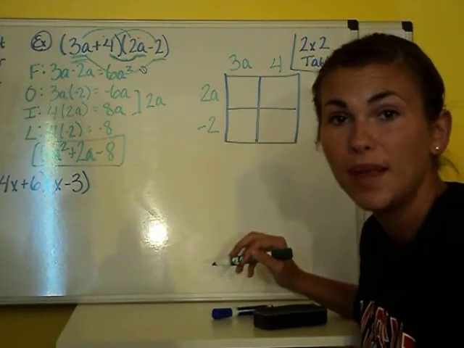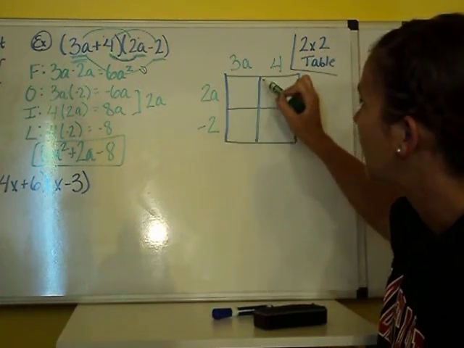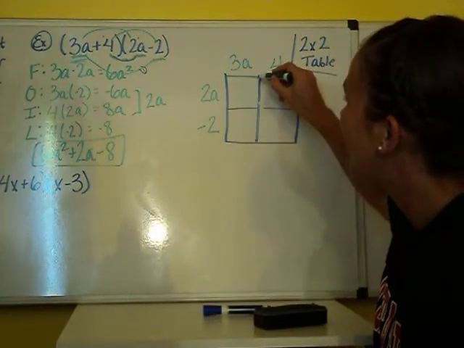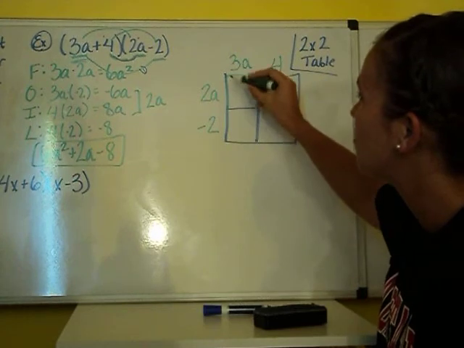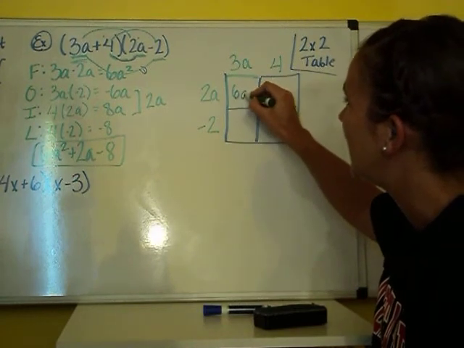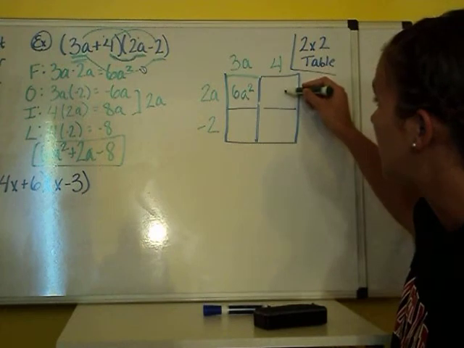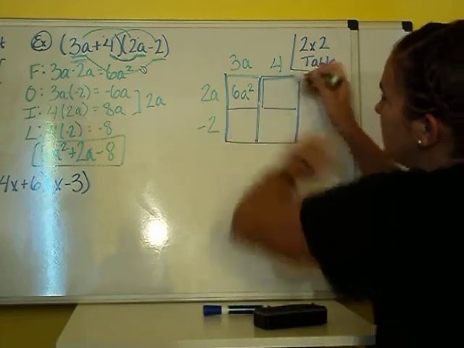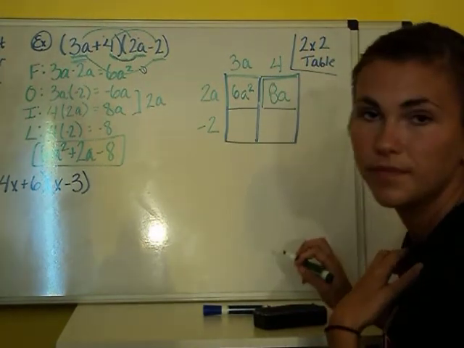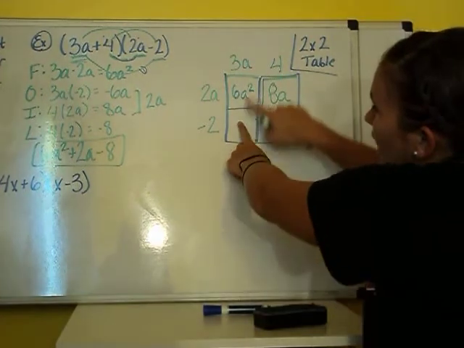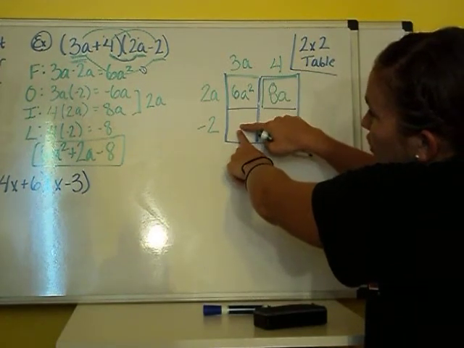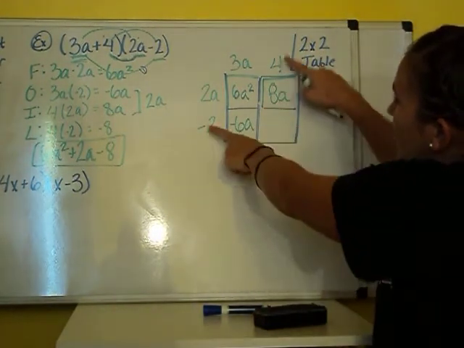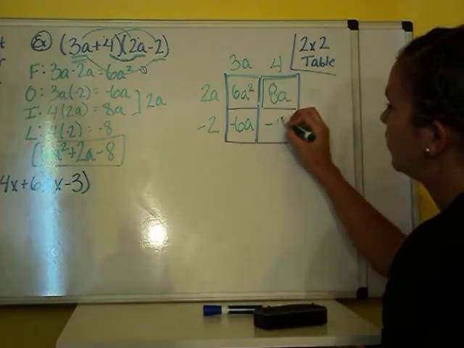How do you find area? Base times height. So here with this square, we have 3a times 2a. So 3 times 2 is 6. A times a is a squared. In this square, we have 4 times 2a. 4 times 2a is going to give you 8a. Here, we have 3a times -2. 3 times -2 is -6, and our a. And in this one, we have 4 times -2, which is -8.